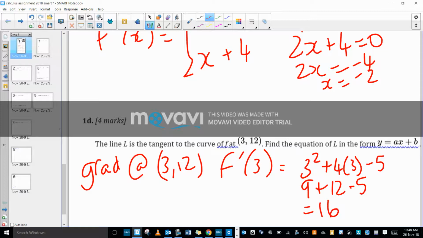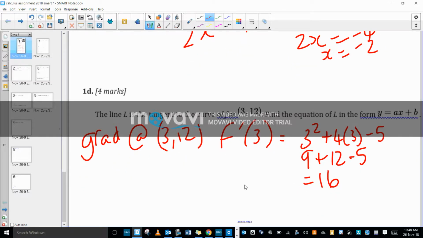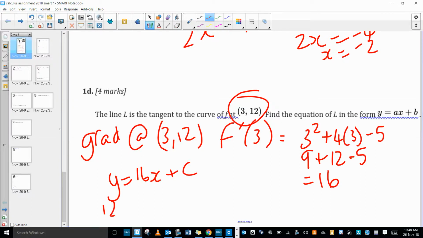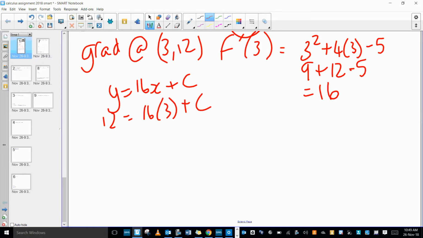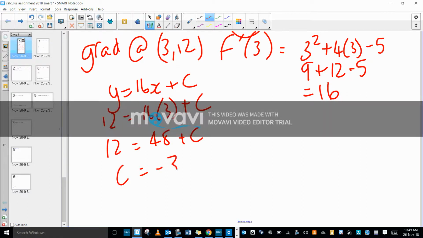So that's our gradient. So we know it's going to be y equals 16x plus something, but we know it goes through the coordinate (3, 12). So it's 16 lots of 3, so we've got 12 equals 48 plus c. It's negative 36. Our equation is y equals 16x minus 36.